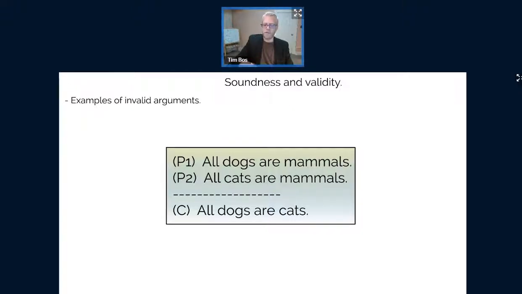So we don't have to be talking about dogs or mammals. We could be talking about anything. So if you said all ducks are mountains, all coconuts are mountains, therefore all ducks are coconuts, it doesn't work. It doesn't matter what you put in there. So this is what allows us to move into the realm of pure logic. We can leave the sentences behind. We don't have to even know what we're talking about in order to judge whether or not the argument is valid. Okay?